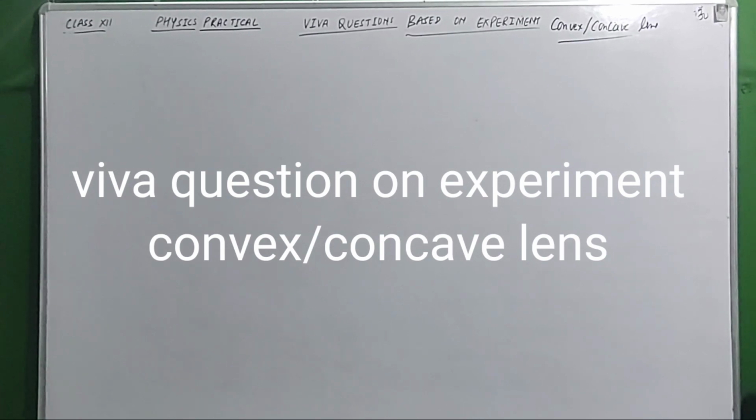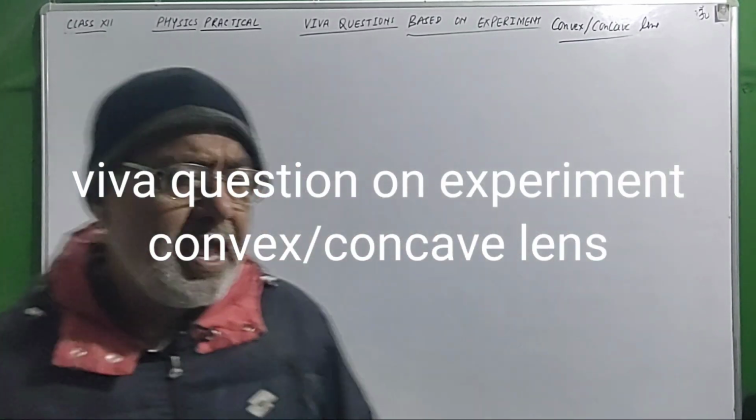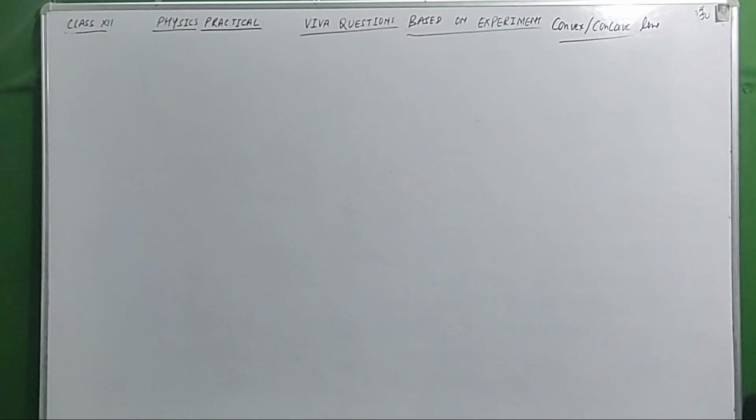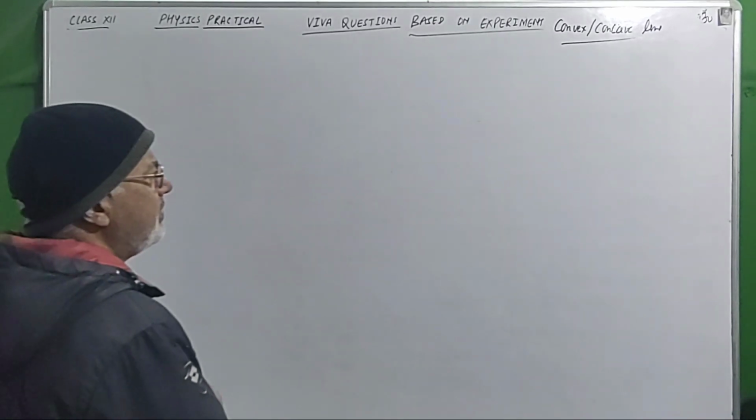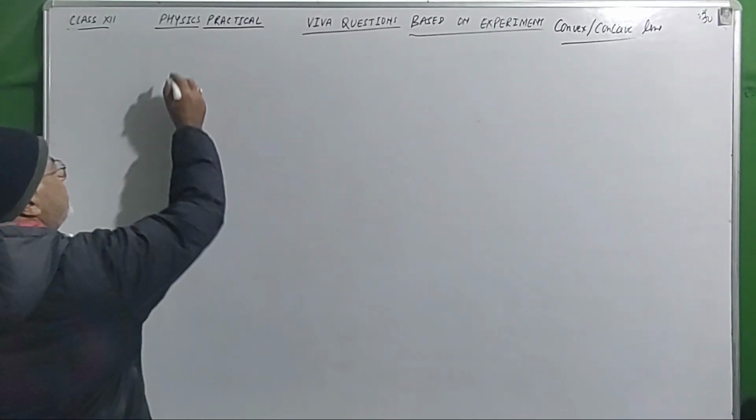Dear student, today we discuss the VIVA questions based on the experiment on convex and concave lenses. First, the examiner asks: what do you mean by lens? A lens is a transparent homogeneous medium bounded by at least one spherical surface.